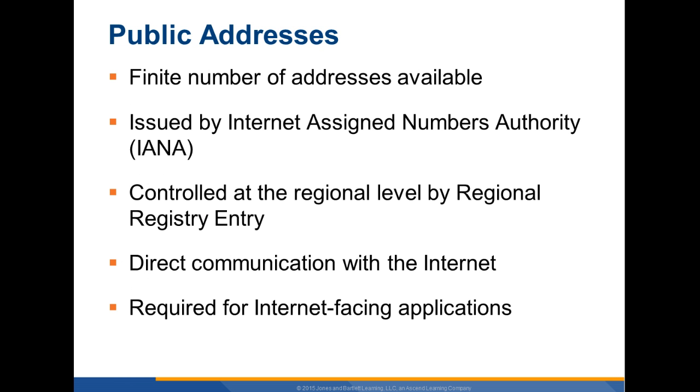Public addresses have a finite number of addresses available, issued by the Internet Assigned Numbers Authority, or IANA. They're controlled at the regional level by regional registry entries, and of course regional means as large a region as an entire continent. They have direct communication with the Internet and are required for Internet-facing applications. Your business can't be found if you don't have a public address, but the internal addresses can be secured or hidden by network address translation, by NAT.